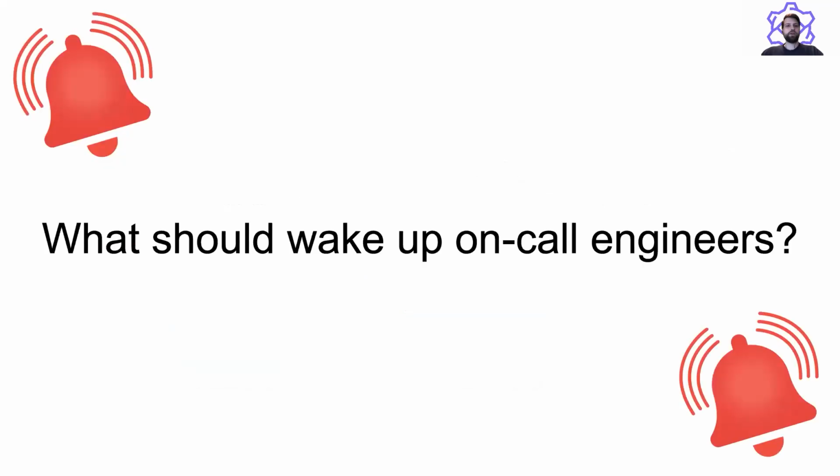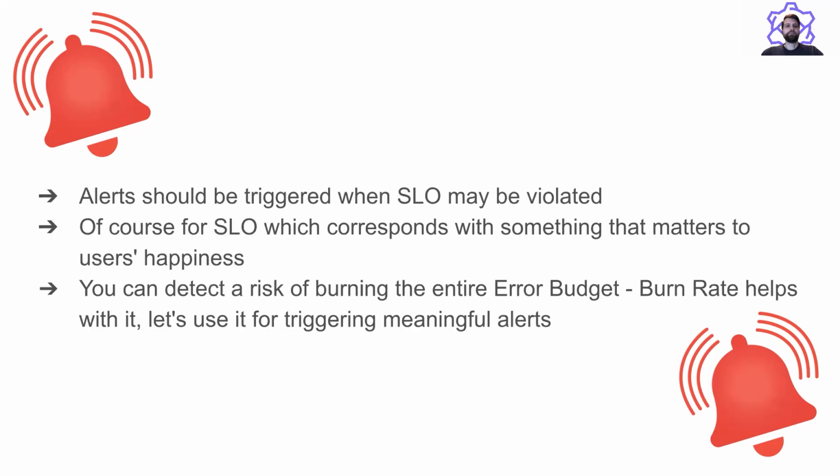Now, the billion-dollar question in the industry. What should wake up on-call engineers? In the end, they are the first to fix stuff. Alerts should be only triggered when SLO may be violated. As I described earlier, SLO has to be defined as something that matters to users' happiness. Metrics like CPU usage, disk space, and so on don't matter when they don't affect customers. We shouldn't wake up engineers to fix them. Maybe we can live with this for a couple more hours without degradation of users' experience. Engineers can fix them during normal working hours.